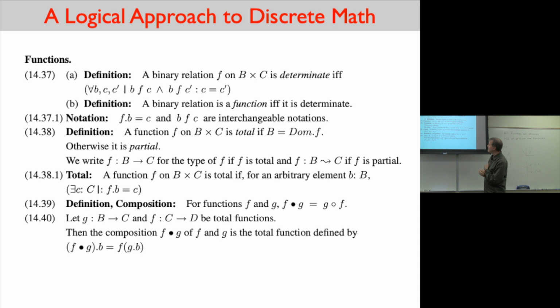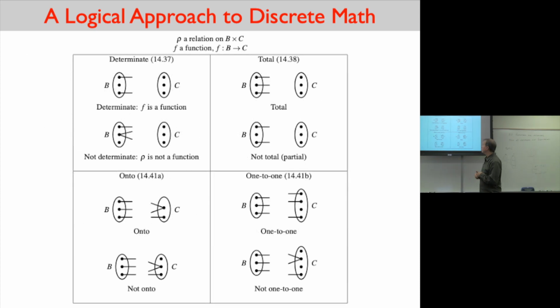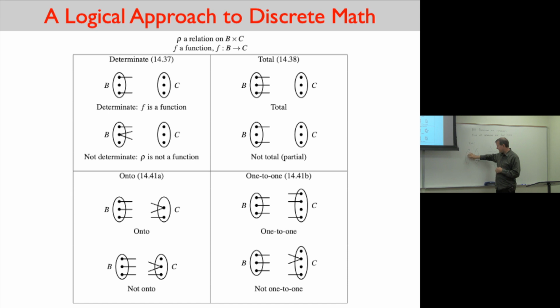Now what we have next is total. All right, so let's take a look at the picture for total and see if we can understand what total means. On the top one, it is total. On the bottom one, it's not total. If it's not total, it's partial. Okay, so total means what? Every input has an output. That means every element in B has something coming from it. They're all used up.